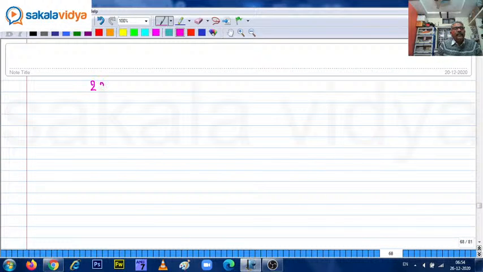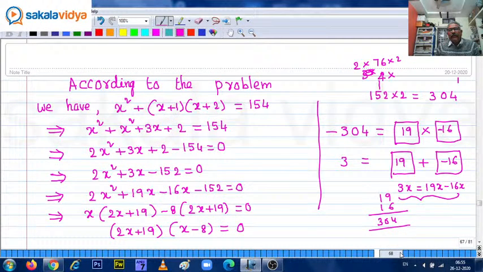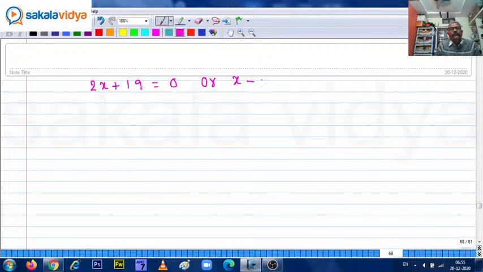Now we can write 2x plus 19 equals 0, or x minus 8 equals 0. So 2x equals negative 19, or x equals 8. This x is equal to negative 19 by 2, or x is equal to 8.